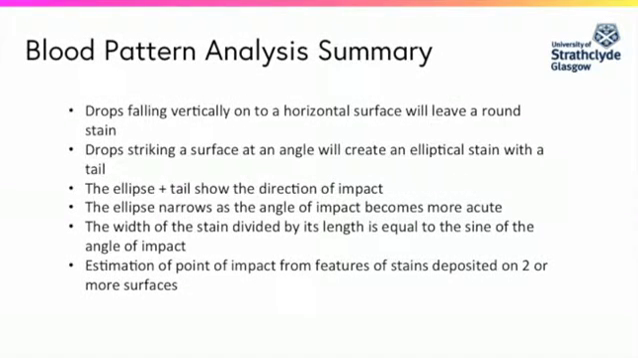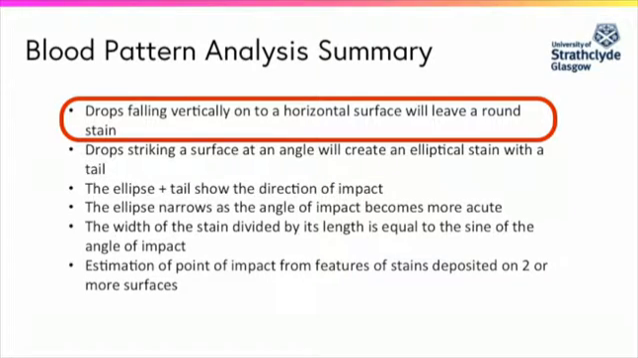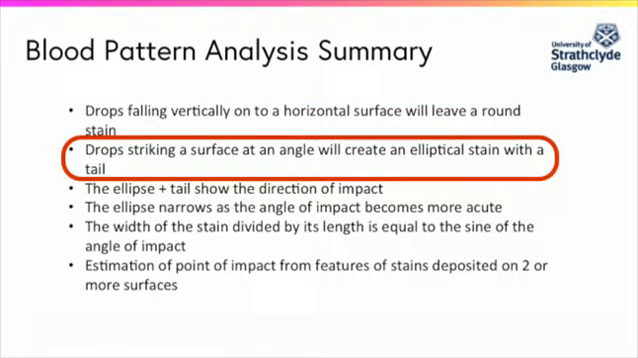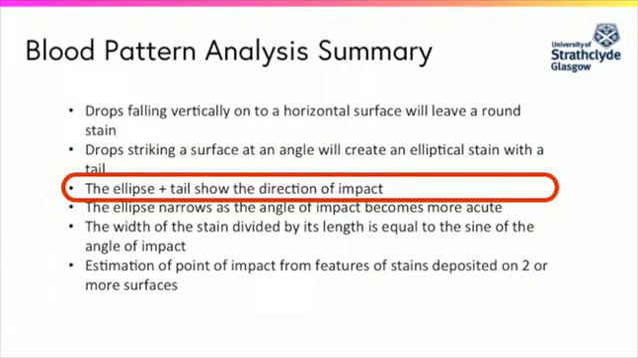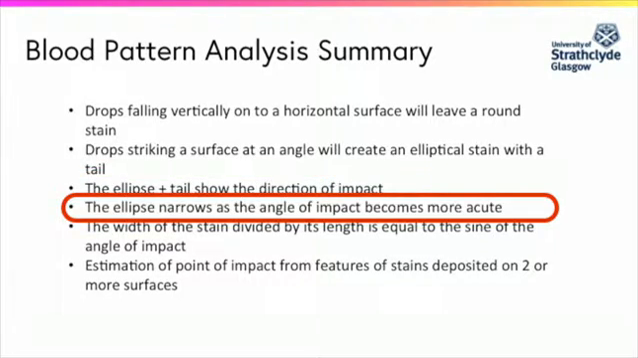The main points relating to blood pattern analysis are the following. Drops falling vertically onto a horizontal surface will leave a round stain. Drops striking a surface at an angle will create a stain that is elliptical with a tail. The blood and tail shape will show the direction in which the blood was travelling. The ellipse will narrow as the angle of impact becomes more acute.